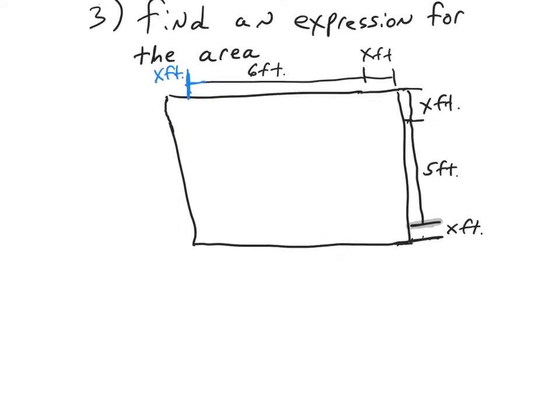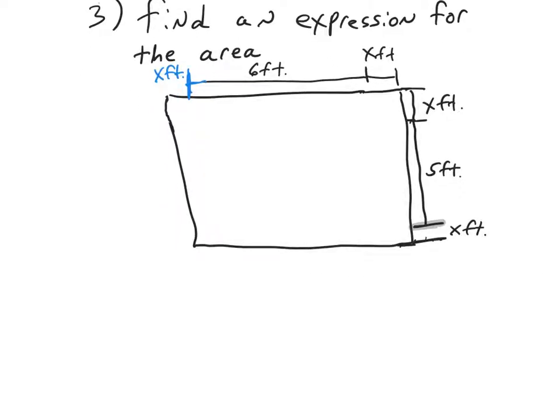So let's put these together. First I'll do the top. So I have an x feet, another x feet, and a 6 foot. Put all that together, I have 2x feet and a 6 foot. And then going for the length part, I would have another 2x feet. So 2x and then 5 feet there. And we're going to multiply these because area of a rectangle, which this shape is, is length times width.